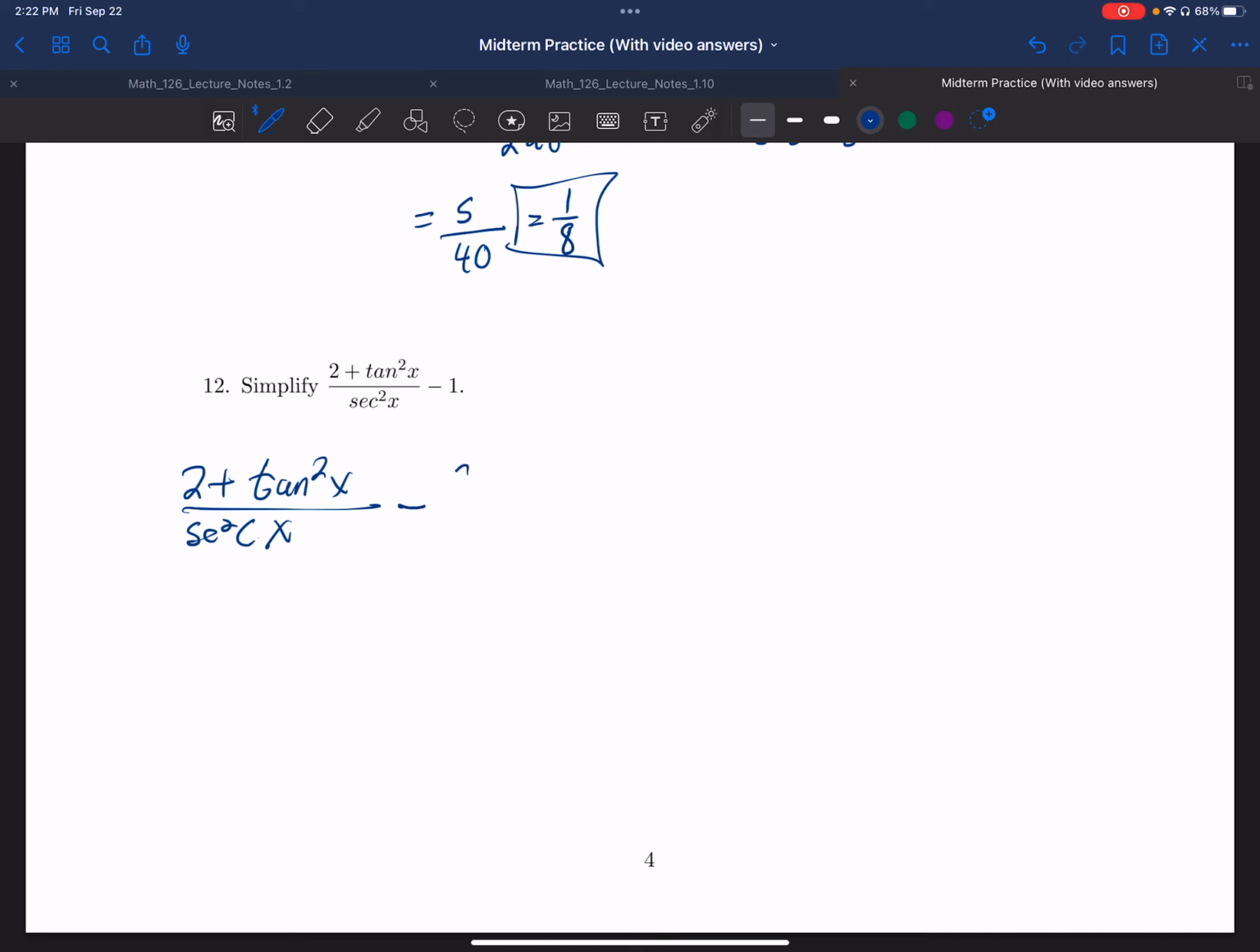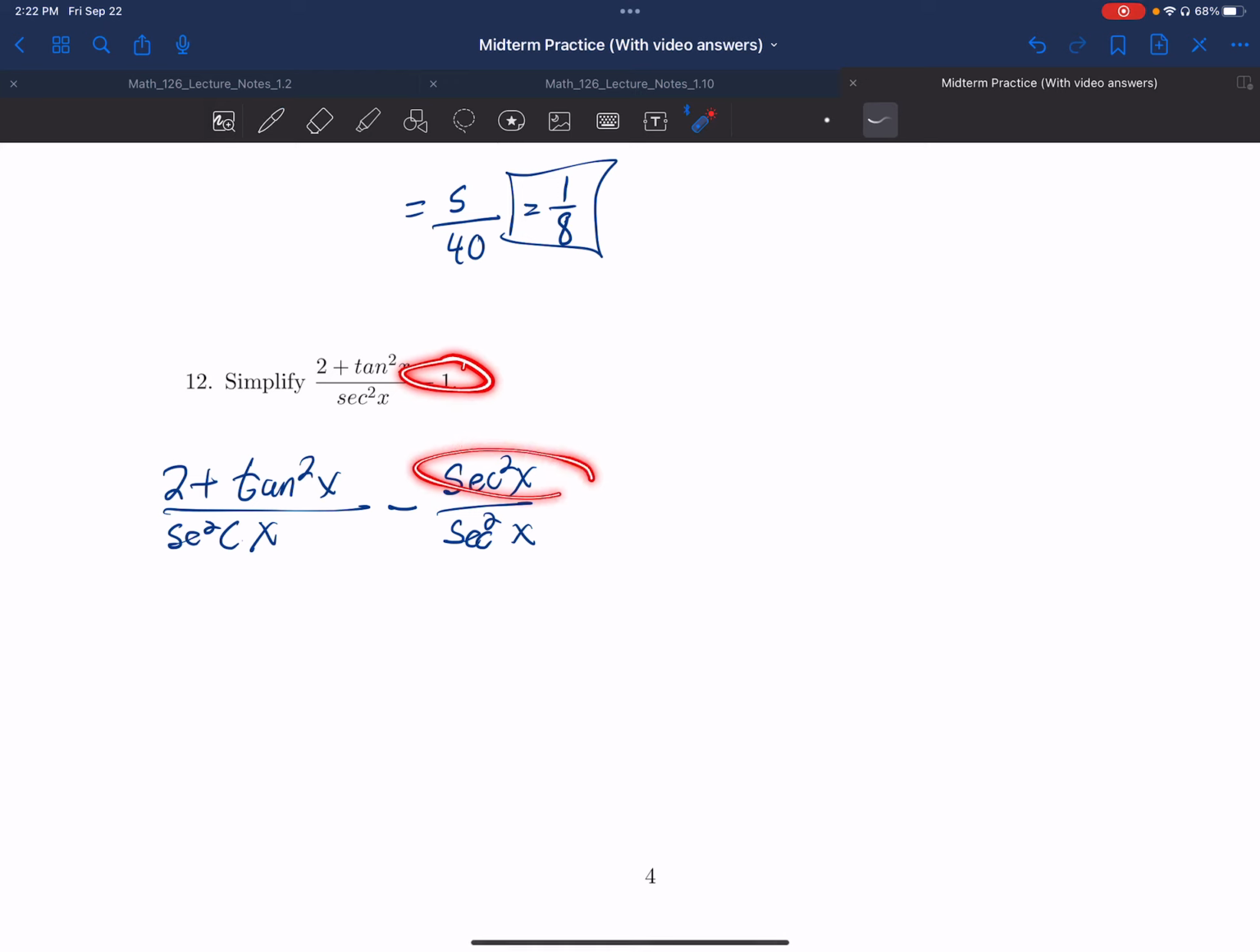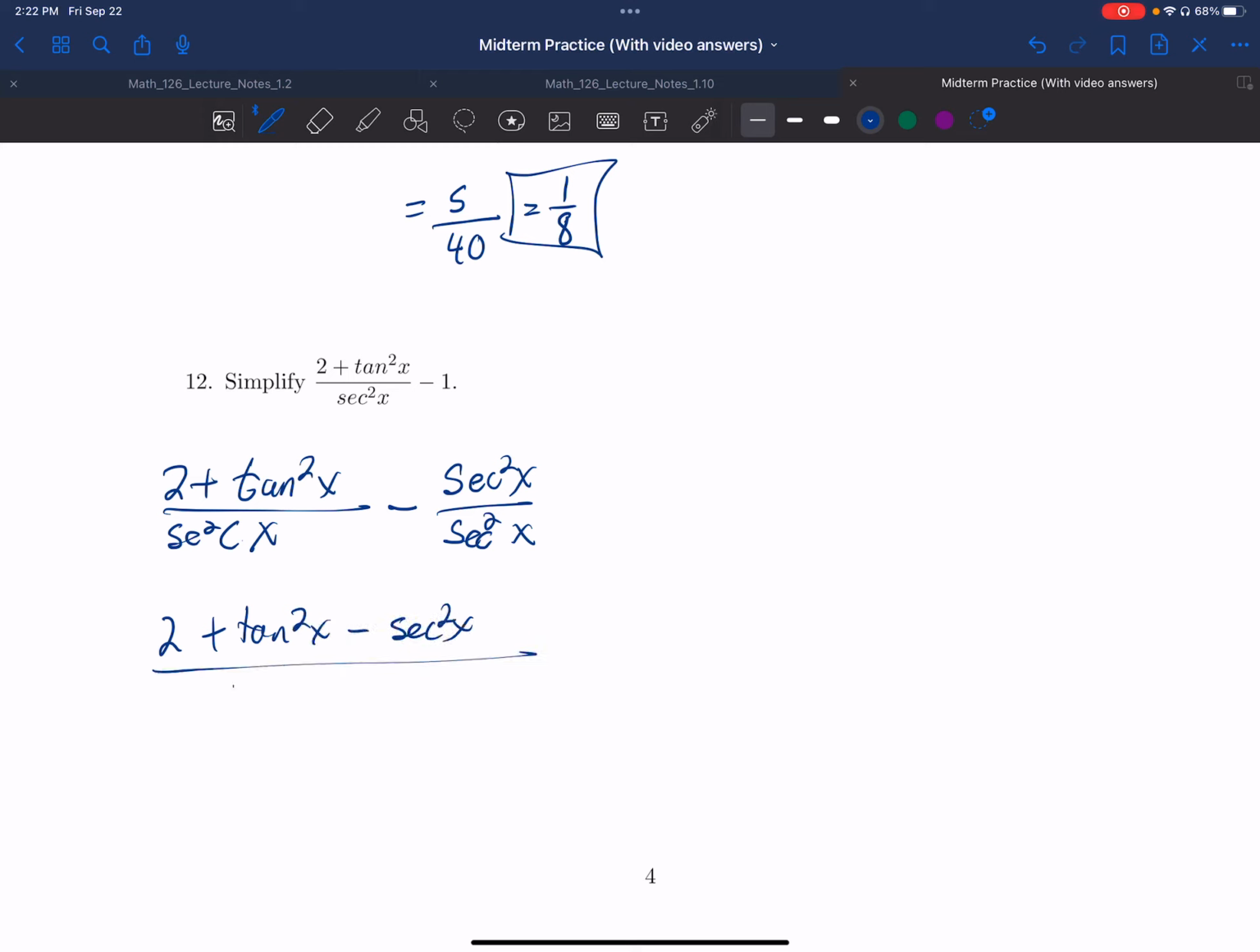So we have minus, and I'm just going to multiply both top and bottom by secant x squared. So this one here is just secant x squared over secant x squared. So I'm just taking secant x, multiplied by top and bottom, and I'll get this. Then I'll have 2 plus tangent squared x minus secant squared x all over secant squared x.